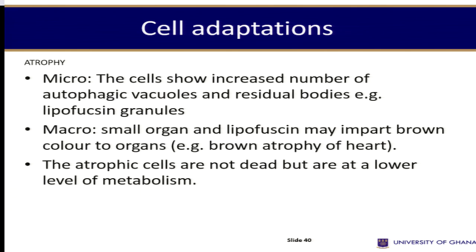The cells in an atrophic organ are smaller and they have autophagic vacuoles. And also a pigment called lipofuscin that collects due to digestion of the body's own organelles. And this lipofuscin may impart a brown color to the part. For instance, the heart in the elderly people becomes brownish and small. You call it brown atrophy of the heart.